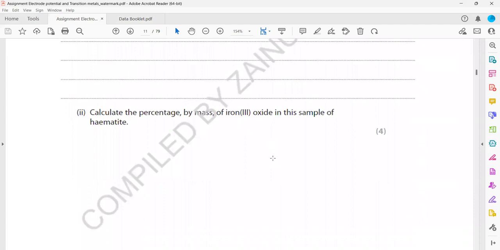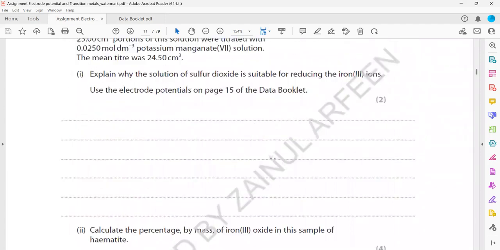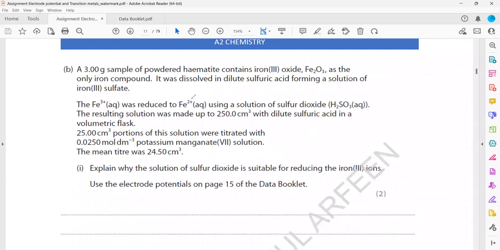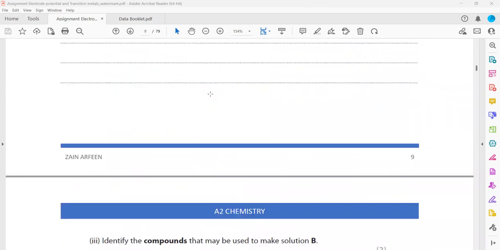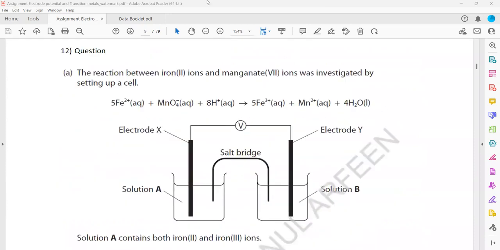Then calculate the percentage by mass of iron 3 in a sample. So what we'll do, I will just explain the method. I'll not calculate. So you will have the volume and concentration. This will give you the moles of manganate. From moles of manganate, you will find the moles of iron 2. How to work out the moles of iron 2? The main equation is given in the beginning. So moles of iron 2 or iron 3, it won't make a difference. So you got the moles of iron 2 here. The ratio is 1:5:1. So you'll get the moles of iron 2.